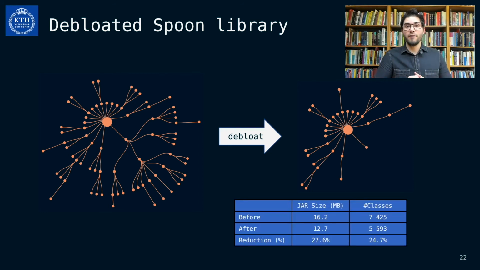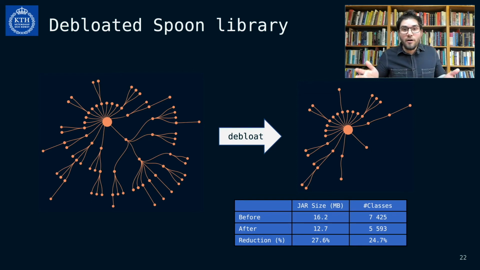Which is also very important, the removal of these bloated dependencies has a very positive impact on the size and the number of classes of this library. The jar with dependencies of Spoon is reduced from 16.2 megabytes to 12.7 megabytes, which represents a significant reduction in the size, and there is a 27.6 and 24.7 reduction in the number of classes.